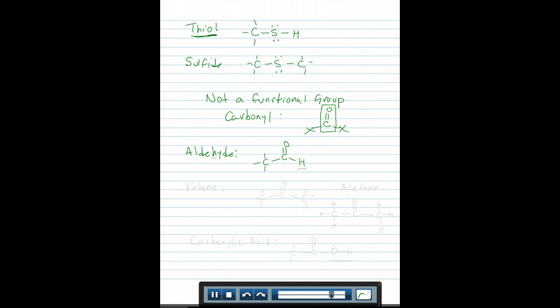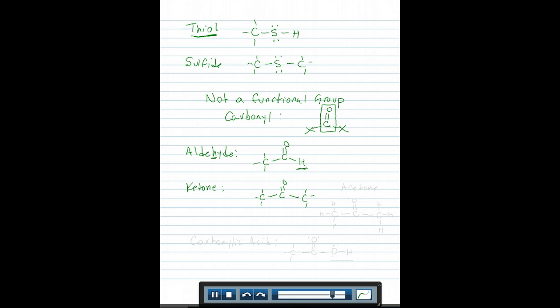So again, the carbonyl is not a functional group. It's just part of all of these other functional groups. So the aldehyde has a hydrogen. How I always remembered it is aldehyde has an H in it, just like an aldehyde does. Next one is ketone. A ketone is like an aldehyde, but now you have carbons on both sides of the carbonyl. So your frame of reference is the carbonyl, and then whatever you have around it dictates what the functional group is going to be.